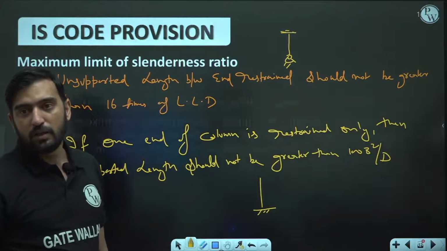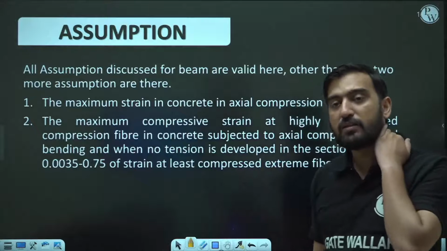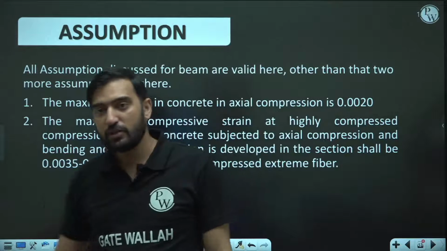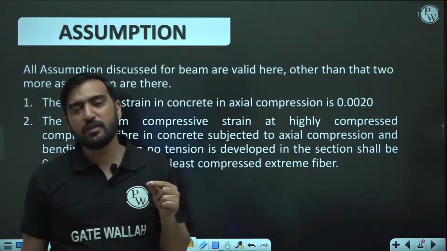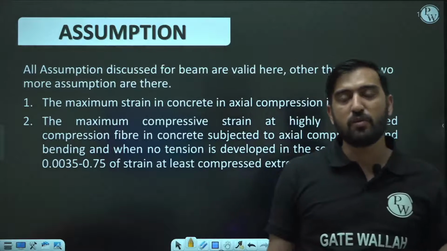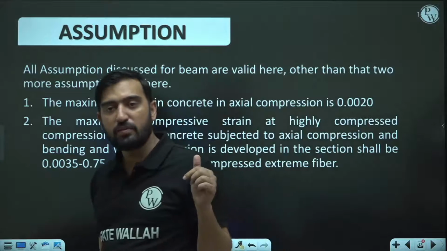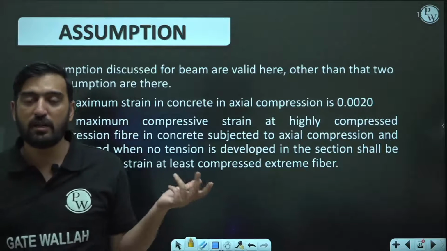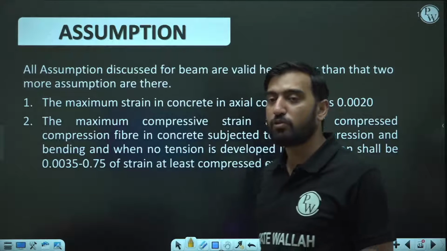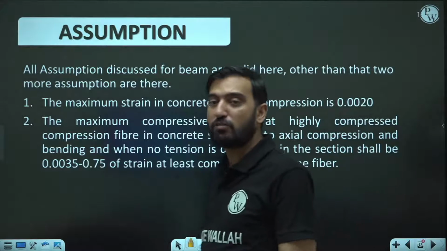Okay, now dear, when we have to study column, then there are certain assumptions. So what all are the assumptions? Assumption says that first thing is, whatever assumptions are there for beam, all those assumptions are also valid here. That is, plane section before bending will remain plane after bending, maximum compressive strain is that much. If tension develops, then concrete is not going to take any tension. But apart from that, two more assumptions are there which are very important here.